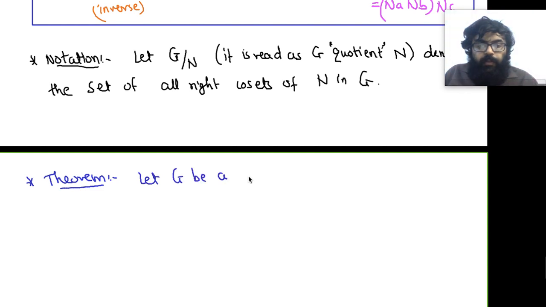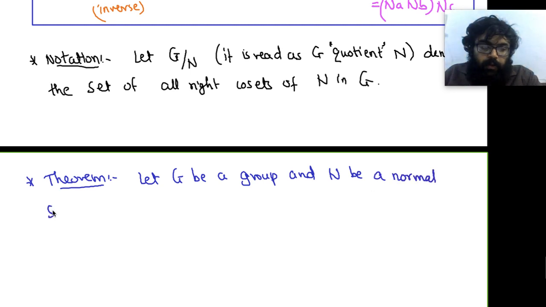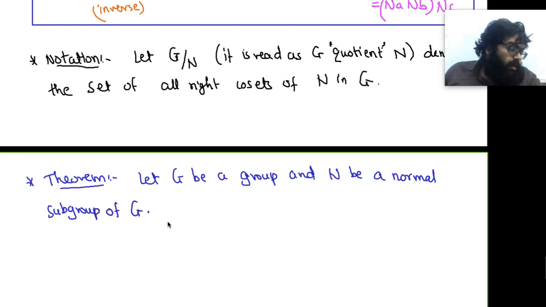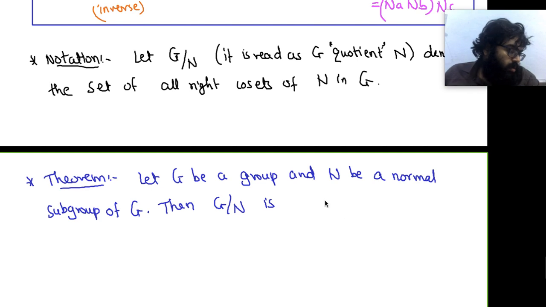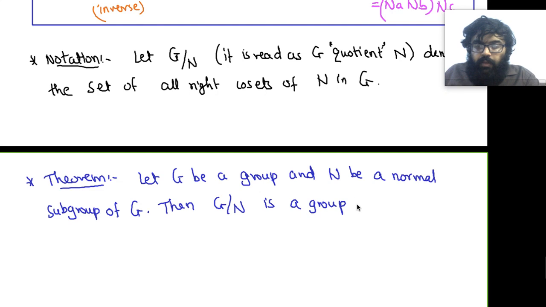Let G be a group and N be, we must assume, a normal subgroup of G. Then the set G quotient N is a group under the operation.